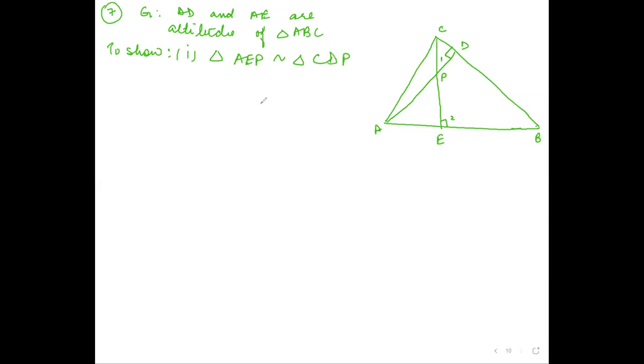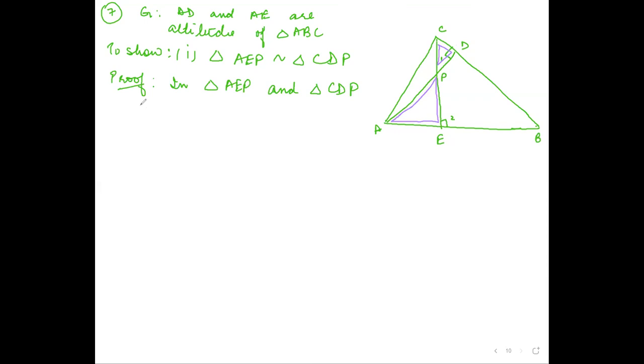First of all, clearly see what is AEP in the figure. AEP means this one. It is similar to CDP, that means this one. So ultimately, I have to show some similarity criteria. So what can I use? Anything you suggest? Take these two triangles first of all, triangle AEP and triangle CDP. Okay. Now what can I use here?